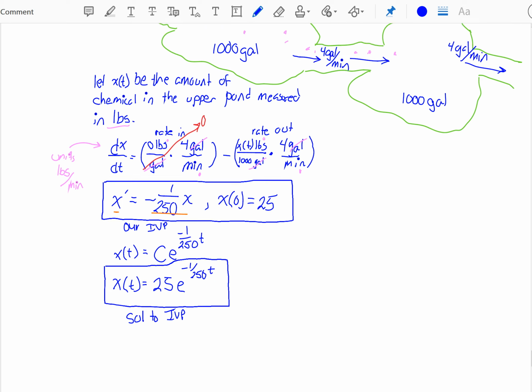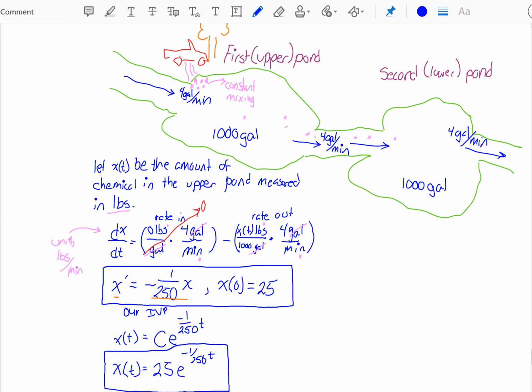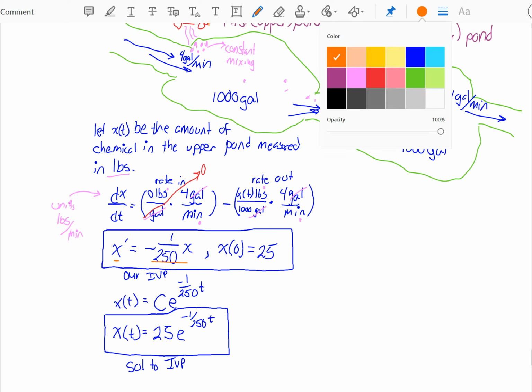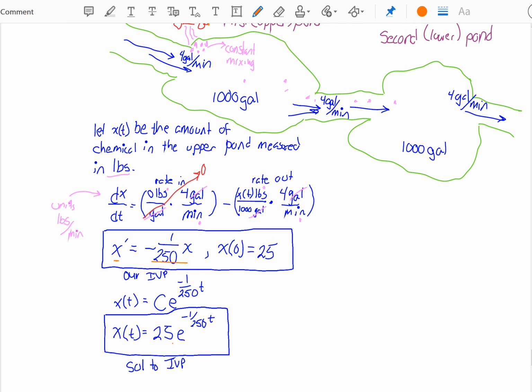Now, if we're imagining this scenario, that this 25 pounds of chemical is dumped into the pond all at once, but then fresh water is flowing into the pond, and all of this mixture is flowing out of the pond, then the amount of chemical in this upper pond is going to be getting diluted over time, and will be reducing. Eventually, it'll be clean. And that agrees with our solution to the IVP. Notice that with our solution, this decaying exponential function would start at 25, and as time goes on, this would reduce the amount of chemical in the pond.